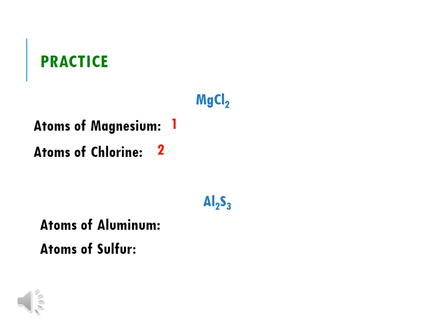How about this one? Al2S3. How many atoms of aluminum and how many atoms of sulfur are there in aluminum sulfide? You got it? There are 2 atoms of aluminum because of the 2 subscript after Al, and there are 3 atoms of sulfur because of the 3 subscript after the S.